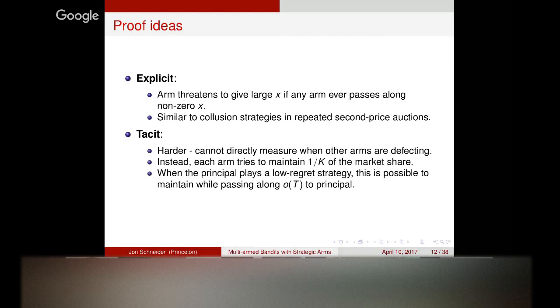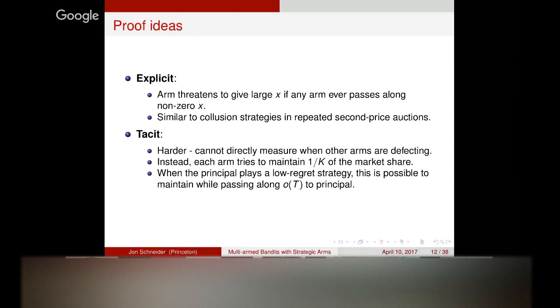So maybe one arm actually gets below a few revenue total, because there's no guarantee here that the market will get shared evenly between the two arms. Yeah, so the explicit example is not great, but it just shows that you can do very easy bad things in the explicit example if you don't care about subgame perfect or things like this. But the tacit example sort of subsumes all these things.